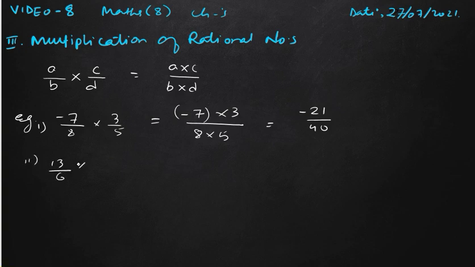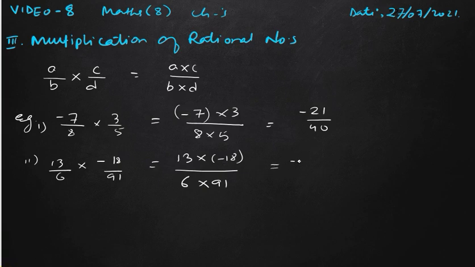In example number 2, it is written as 13 by 6 into minus 18 by 91. So how do we multiply? 13 into (minus 18). Always remember to put the bracket, because there are two signs, the multiplication sign and the negative sign, so you need to put minus 18 in a bracket. And 6 into 91. How will we solve this? Before solving, minus is taken as common. So it will be minus 13 into 18 by 6 into 91.